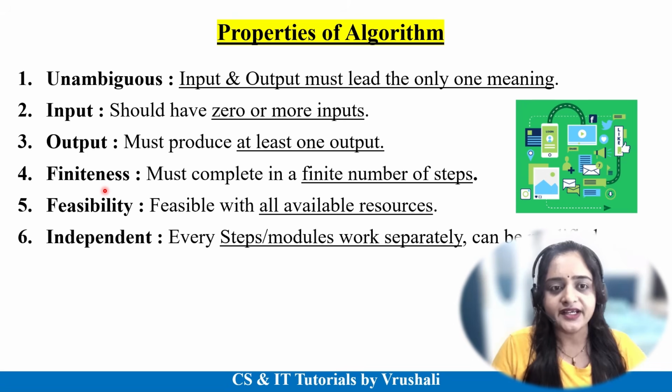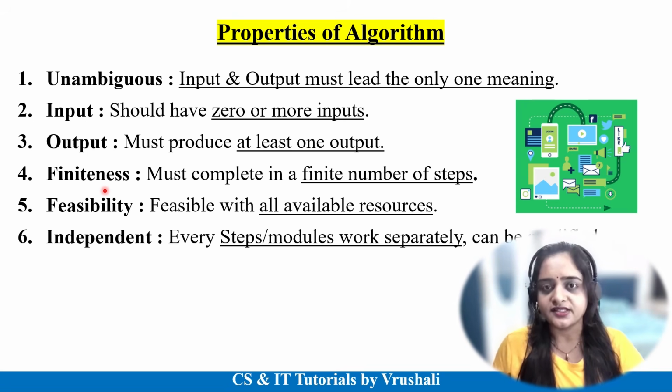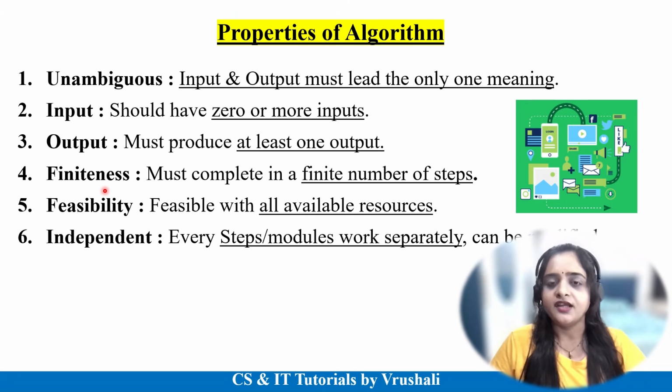Next is finiteness, which means your algorithm has a finite number of steps. Your algorithm has a proper start and a proper stop. It doesn't go into a looping condition, right? This is called finiteness. There is a proper starting and a proper ending.